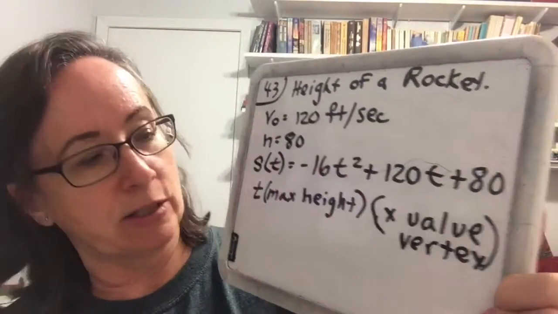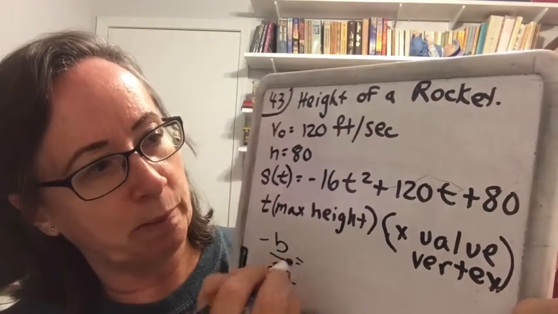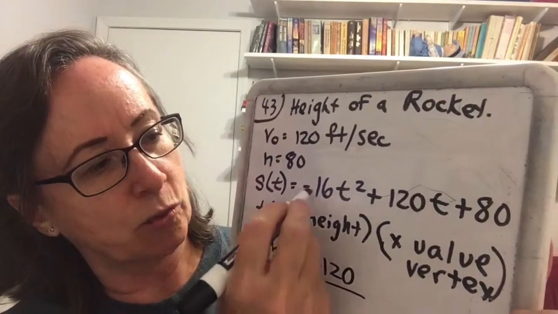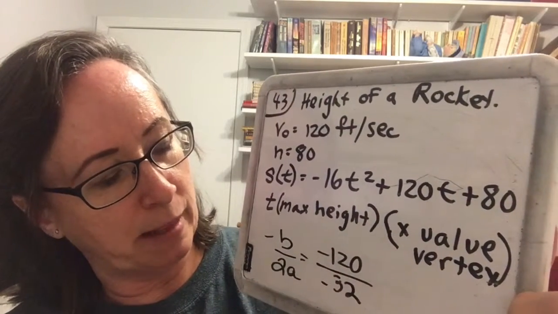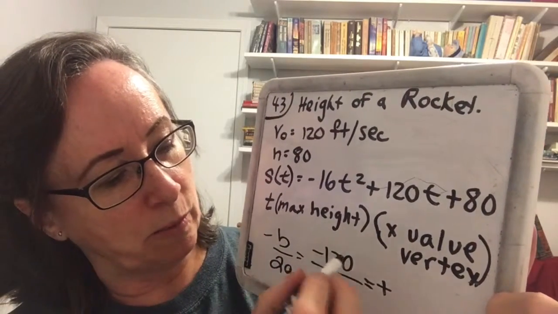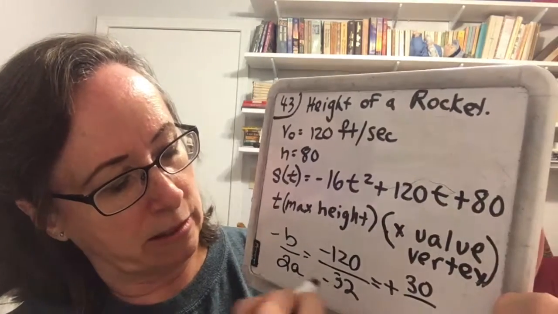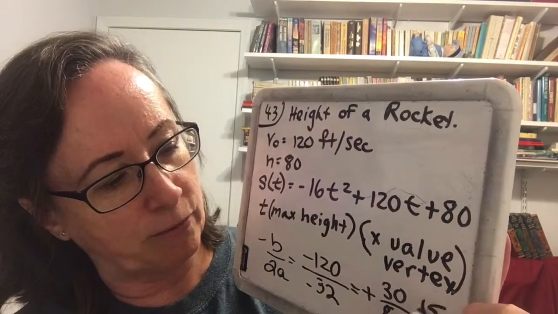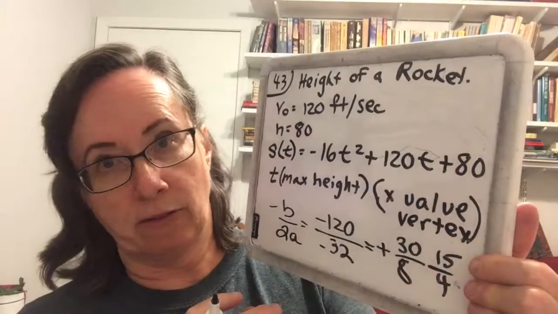So to find the x value of the vertex, we know we're going to use negative b over twice a. So when we plug in the negative b, that's going to be negative 120 over twice the negative 16, which is a negative 32. And the negative divided by a negative is going to give me a positive. And I know that 120 divides by 4 with a 30. And I know that 32 divides by 4 with an 8. And so that's going to be 15/4. So 15/4 is the x value of the vertex.